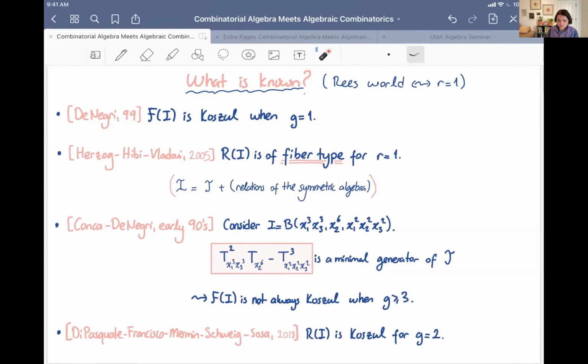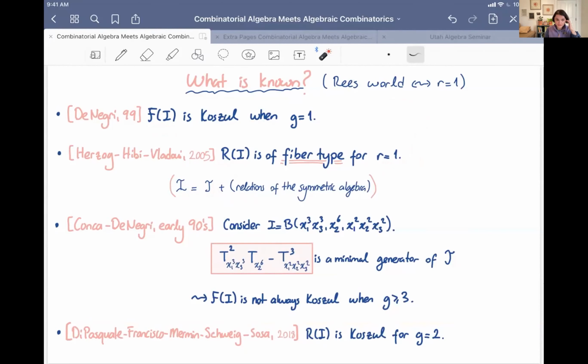So fiber type means the defining ideal of the Rees algebra can be written in terms of the special fiber's defining ideal plus the relations of the symmetric algebra. So these are linear forms in those new variables we introduced. So this is nice because if you want to study, let's say, Koszulness of this, you could maybe reduce it to Koszulness. You could obtain it from the Koszulness of the special fiber. So these coupled tell us Rees algebras of principal strongly stable ideals are Koszul.